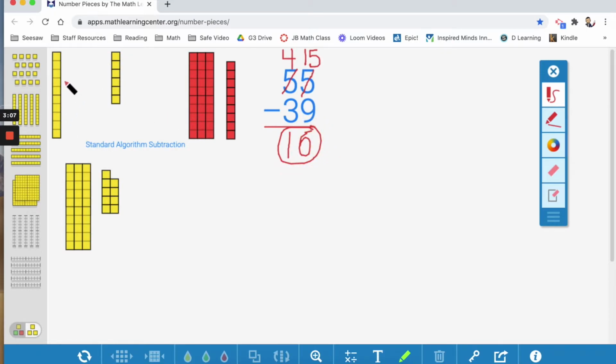We have a 10 here, and we have 6 here. And 10 plus 6 together would be 16.